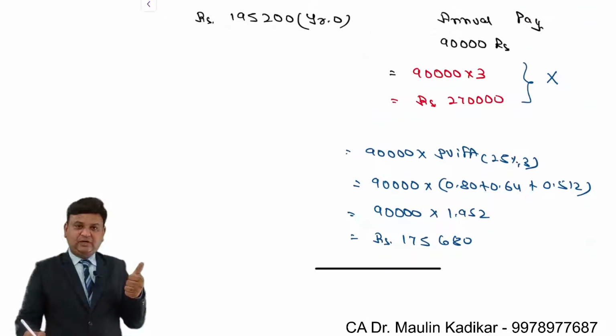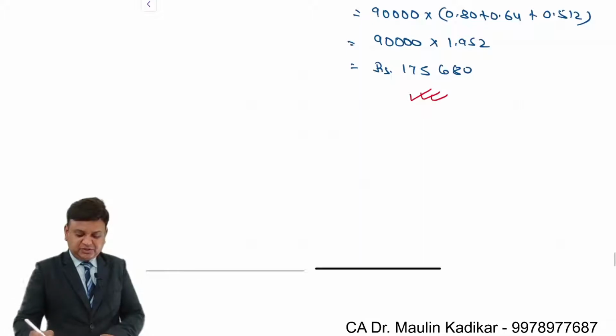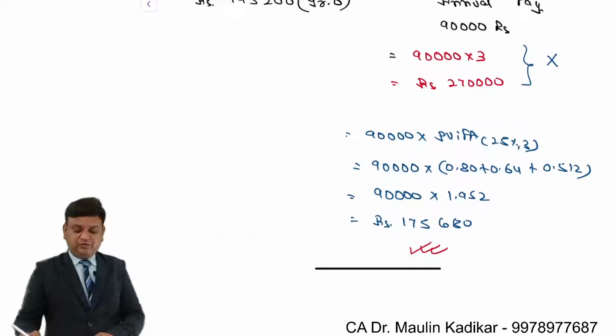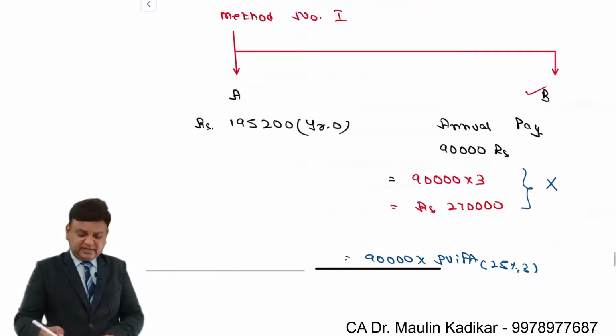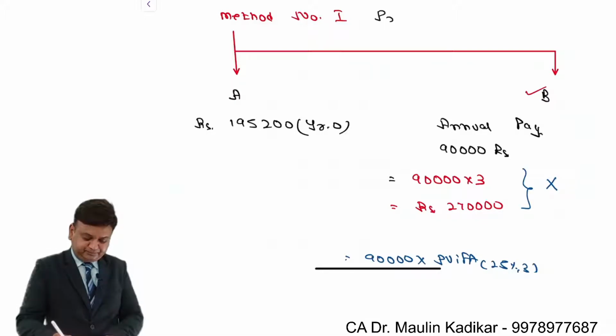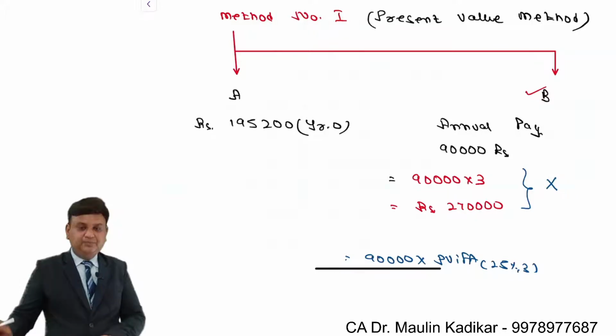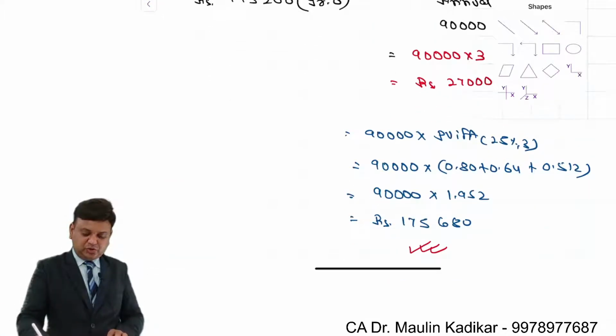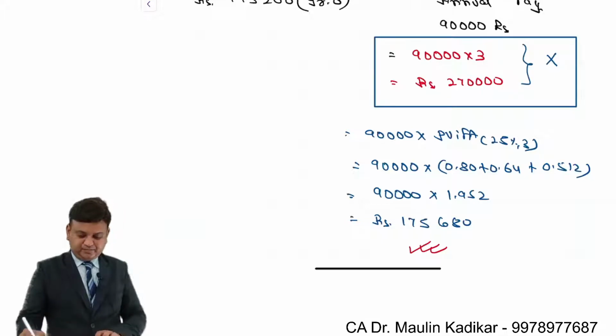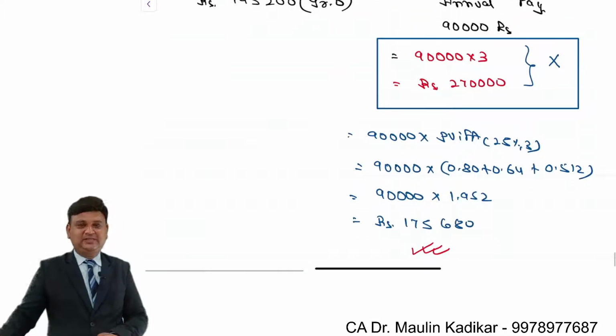We have to make a comparison of these two, that is 1,95,200 and 1,75,680. And we have to select the option which is having the lower present value of the cash outflow. So we should go for option B. This is what we understand. And this is given a technical name as the present value method. Please write an answer. I request all of you to write this portion also, and based on that, you make the final selection.